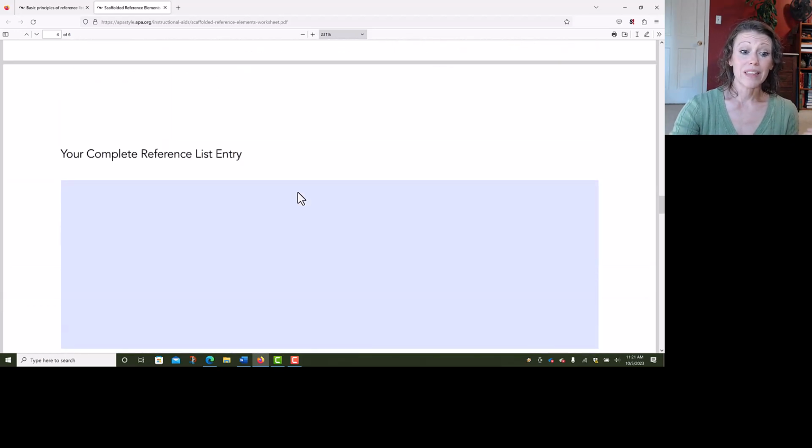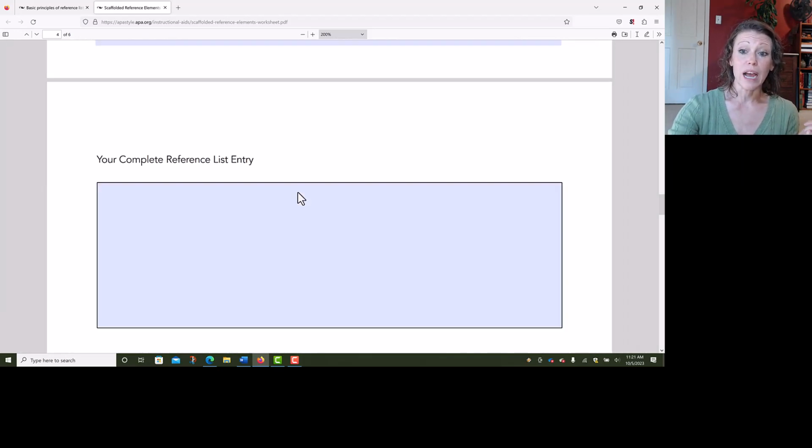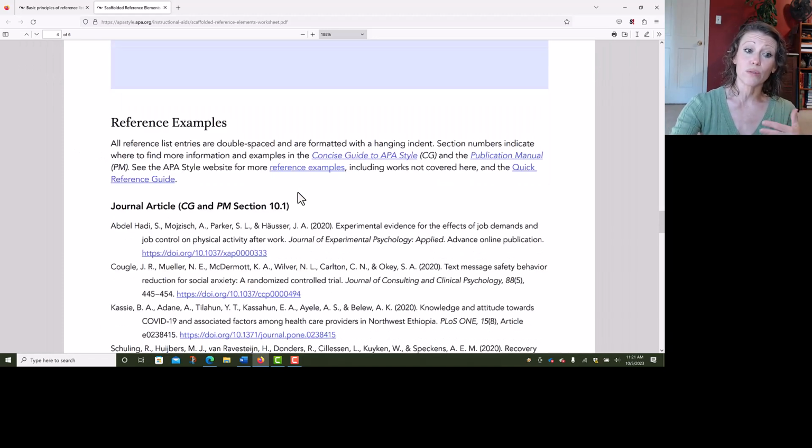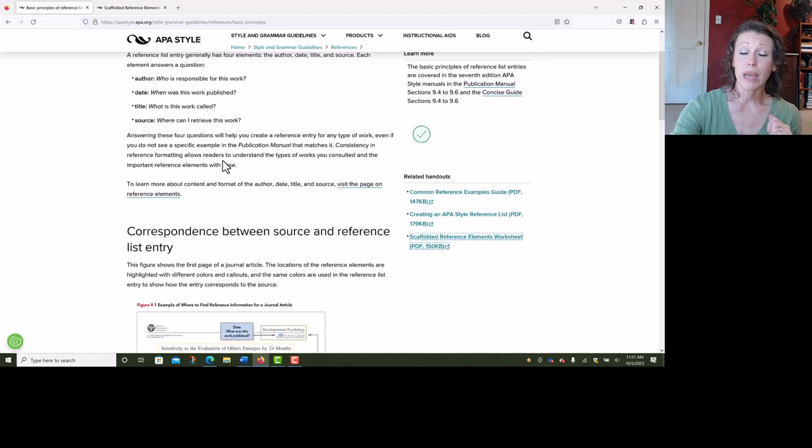And that would be the end of this particular document. I think it is good to use. There are examples that you can use at the bottom of this document that you can use as models for when you are building your own. So I highly recommend going to the APA website and finding their handout called Scaffolded Reference Elements Worksheet.